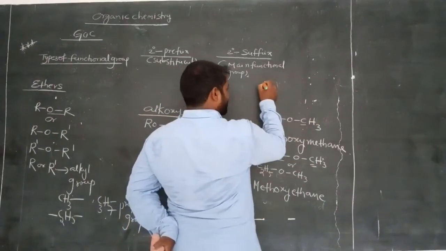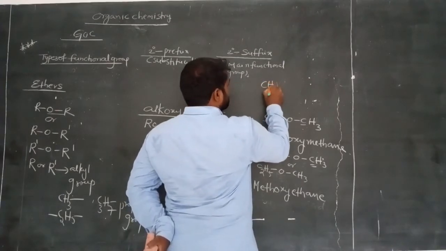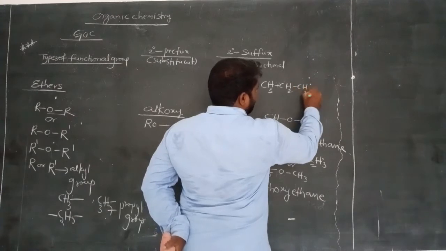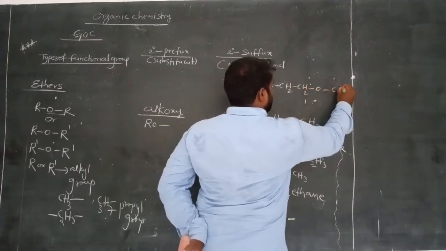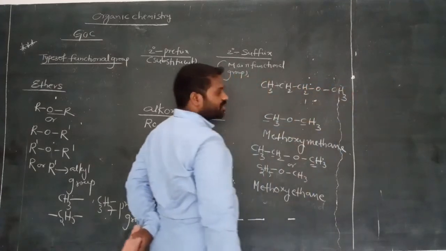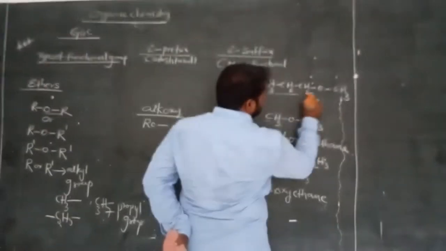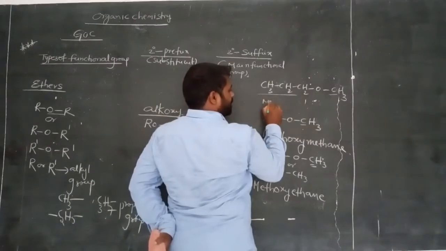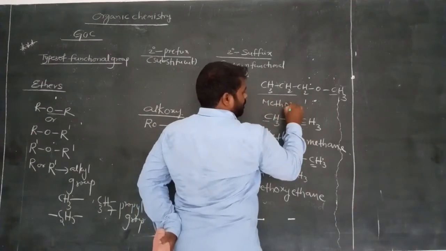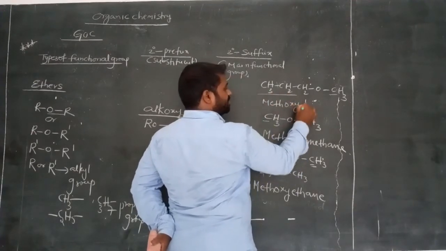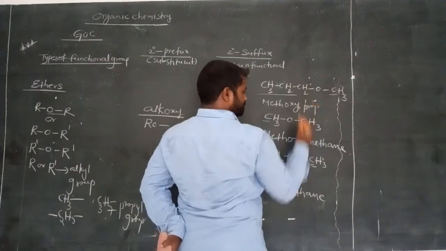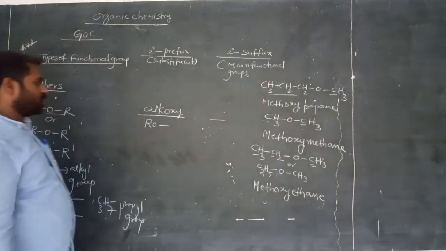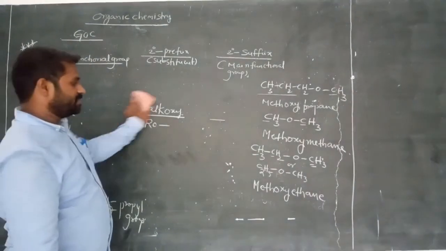Okay. So let's take one more example. CH3, CH2, OCH3. What about this one? Here it is 3 carbons. Here it is only 1 carbon. So methyl group, methoxy. How many carbons? 3 carbons. So methoxy propane. Clear?